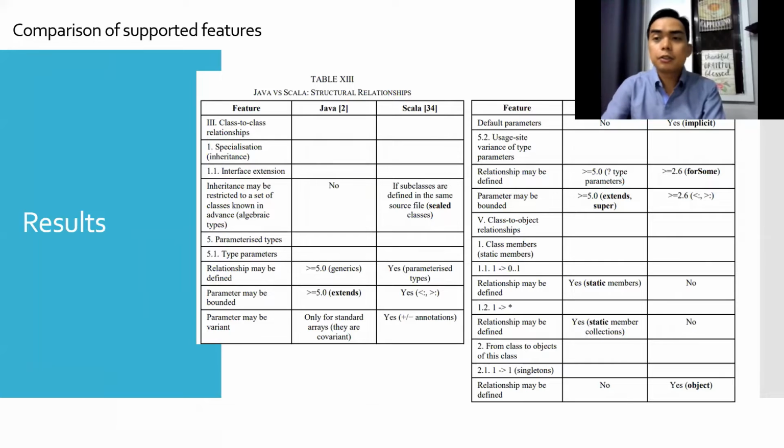So these are the results for the comparison for supported features. The table shows a difference in the support of structural relationship between Java and Scala. The features supported in both languages or supported in neither language are not included. As you can see in the table, only Java and Scala are compared in this table for structural relationship. Again, the features supported in both languages or supported in neither language are not included.